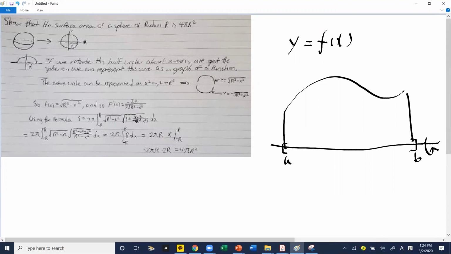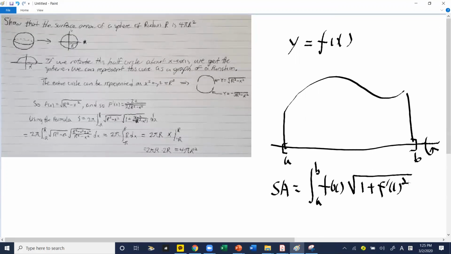I just want to make sure, how can you find the surface area of this revolution? Okay. What is it? It's f of x times square root of 1 plus f prime of x squared dx. That's it. Yeah, that's the equation.